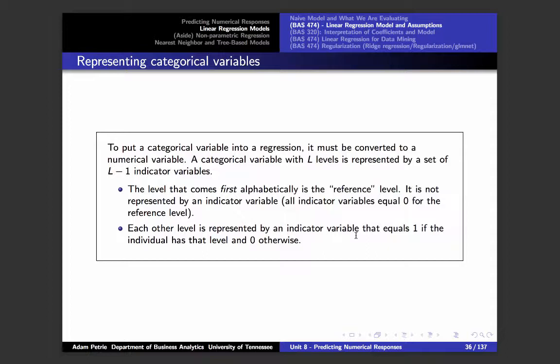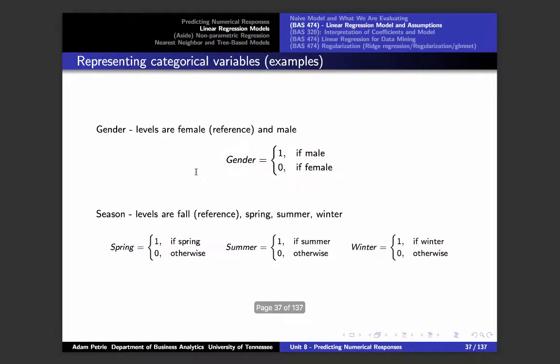Now, how do we get categorical predictors into the equation? Numerical predictors are easy, but we have to trick the regression into treating a categorical variable as a bunch of numbers, and we do that by introducing a set of indicator variables. A categorical variable with L levels requires L minus 1 indicator variables to represent it. They're all going to equal 1 or 0, 1 if the individual has that level and 0 otherwise. So for instance, season, which we might want to throw in as a predictor of, say, product sales. If we have 4 seasons, we look at the one that comes first alphabetically, that's our reference level. Every other season gets an indicator variable to represent it, where it equals 1 when the individual has that level and 0 otherwise. So the indicator variable summer would be equal to 1 if summer and 0 otherwise.